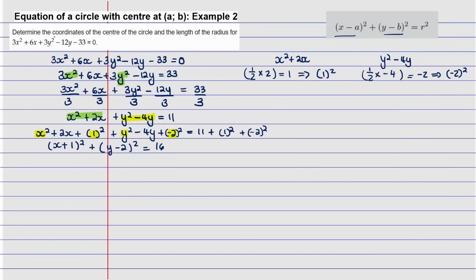So remember the fact that we want the coordinate of the center. So now our center is going to be negative 1, 2. Remember, opposite sign when you take out, and it's 2 because it's opposite sign. Then our radius, remember the fact that this one is r squared. So r squared is equal to 16, meaning r is equal to the square root of 16. So therefore, r is going to be equal to positive 4. So our radius is equal to 4. And that's how you would do this question.